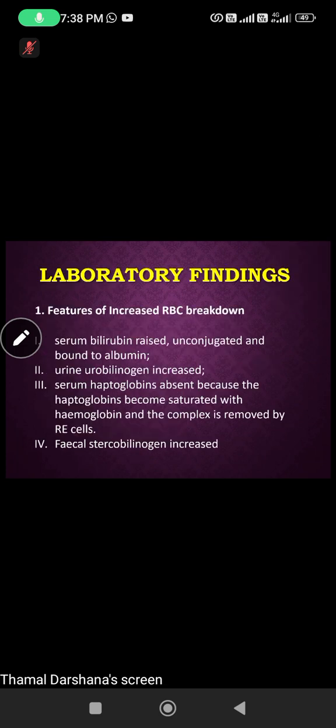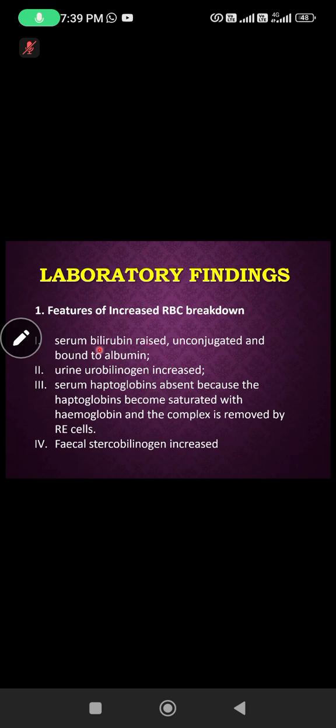So we can see features of what are the analytes that you need to assess. Bilirubin level, the serum bilirubin level, it should be high, both unconjugated and bound to albumin fraction. You have two types of bilirubin, unconjugated and conjugated fraction. So unconjugated fraction could increase when there is a massive hemolysis.